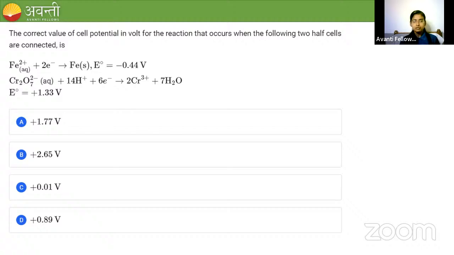So we are asked to find out the cell potential in terms of volt. How to find out the cell potential? What is cell potential? It is E naught cell. This is what we have to find out. It is nothing but the E naught of cathode minus E naught of anode.